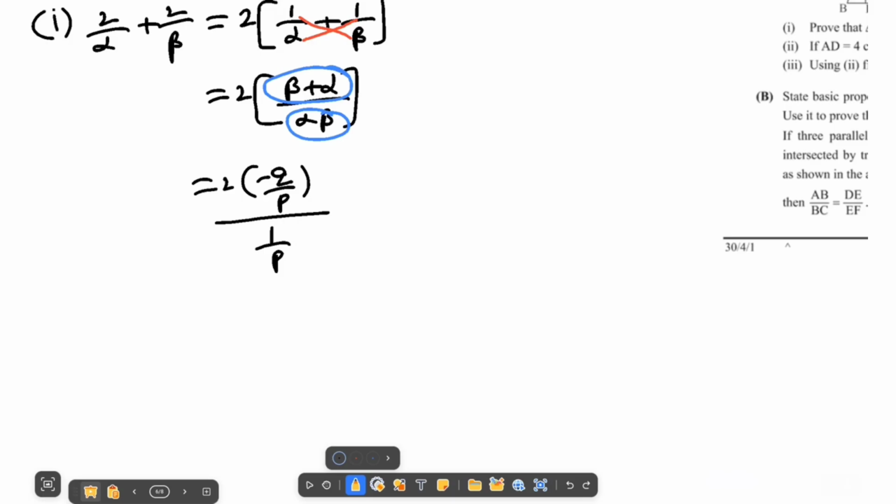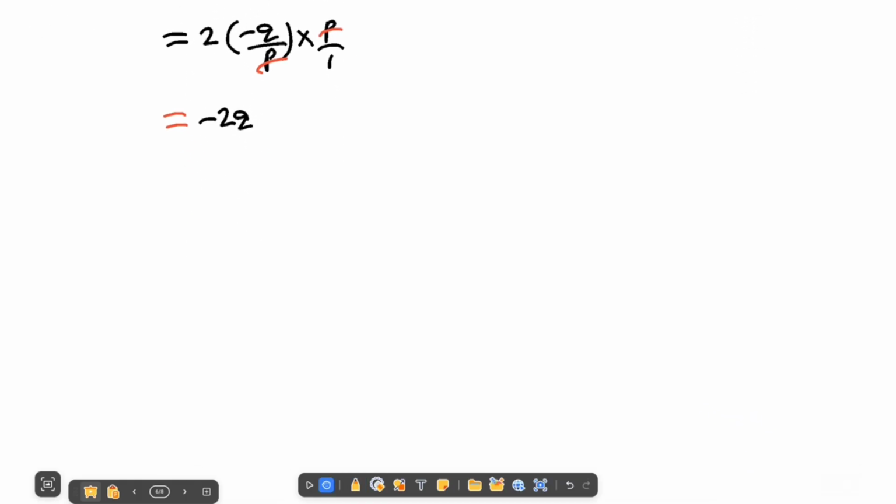So now this 1 by p will go up and gets reversed. So it becomes 2 times of minus q by p whole into p by 1. So here p and p get cancelled. Now we have 2 into minus q, so minus 2q. So this is the sum of the zeros. Next, the product of zeros.